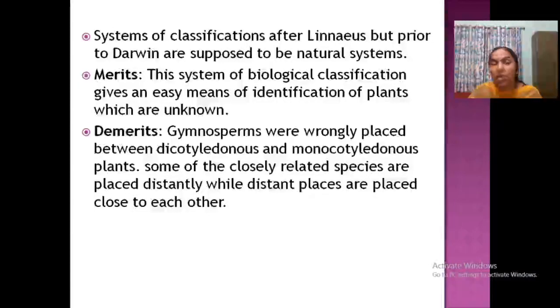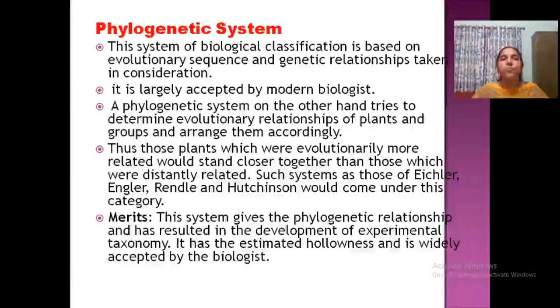But it is not only the Bentham and Hooker system; it applies to natural systems of classification generally. So, what is the natural system? What are the features, merits and demerits? The example is the Bentham and Hooker system of classification. Clear?